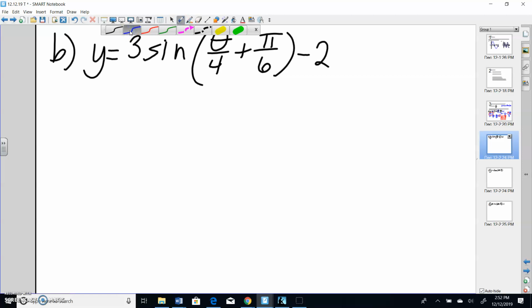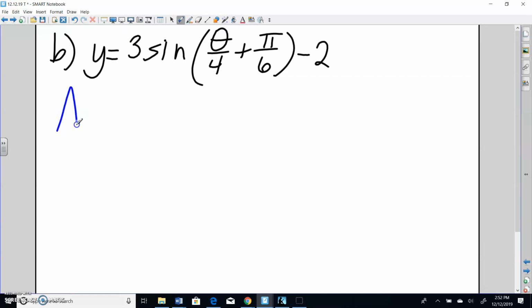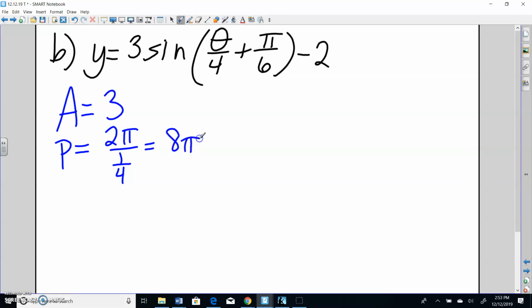So just going down the line, amplitude is going to be 3, because that's what's being, no flipping because it's positive. Period, we take 2 pi divided by b, and in this case b is 1/4. So that's going to give us a period of 8 pi.